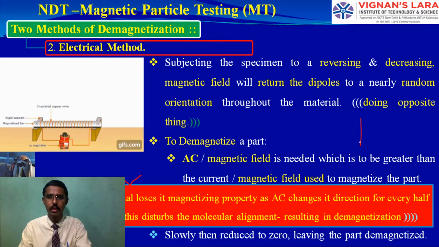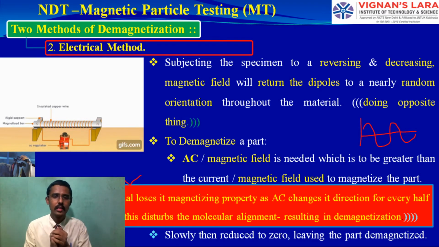That's what I have drawn here. For every half cycle, it changes its cycle. One is positive, one is negative. One is positive, one is negative. And so this distributes the molecular alignment in opposite random orientations, resulting in the demagnetization.